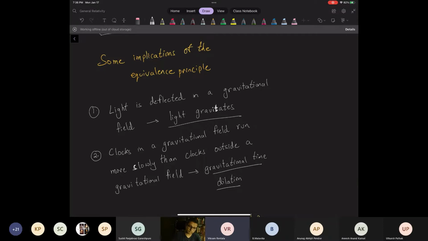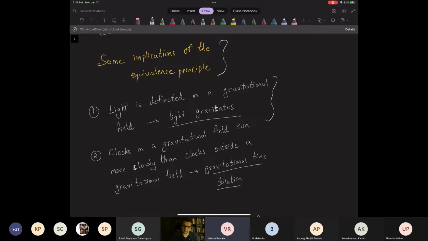So, some implications of this equivalence principle. Let me just tell you two implications, and we'll see mathematically in more detail how these manifest themselves. But let's just try to understand them physically. The first consequence of the equivalence principle is that light is going to be deflected in a gravitational field. That is, light will feel the effect of gravity and it will bend.